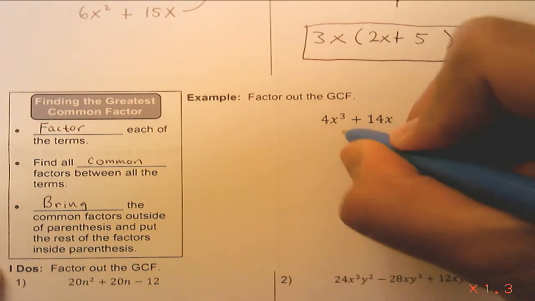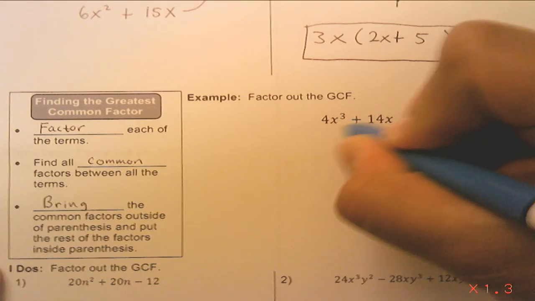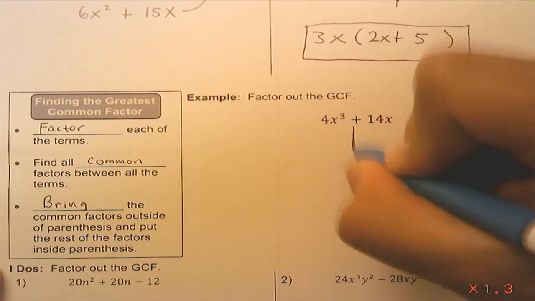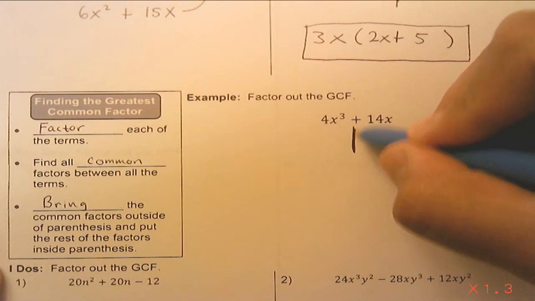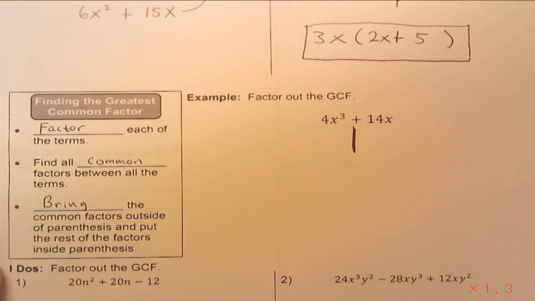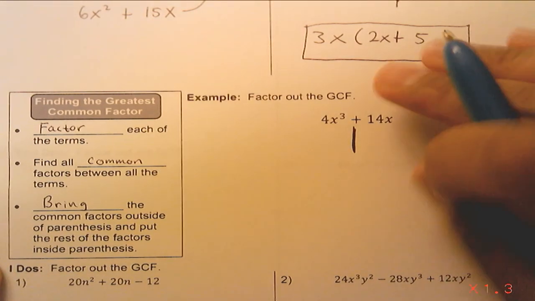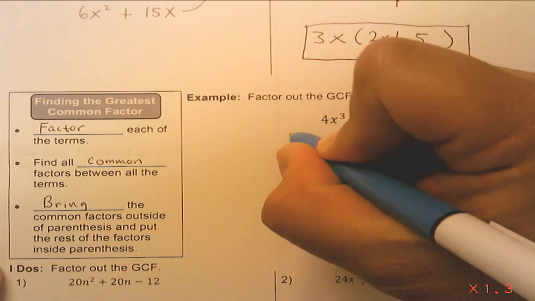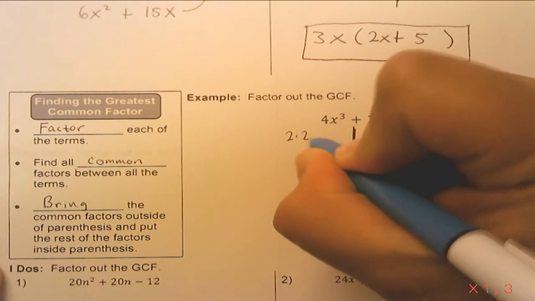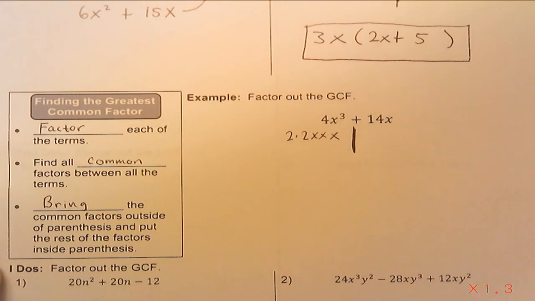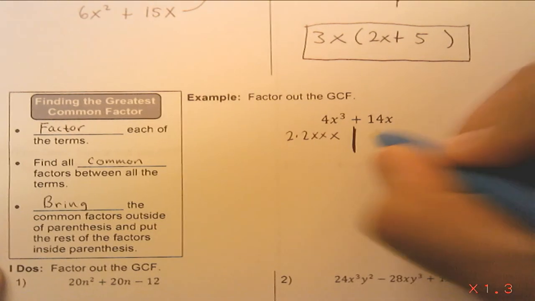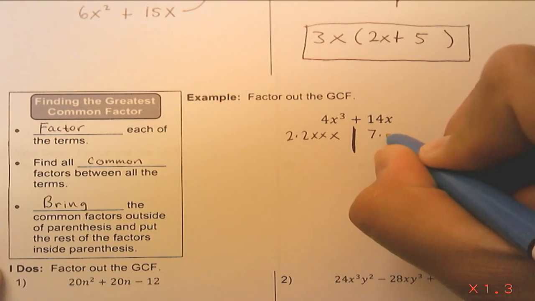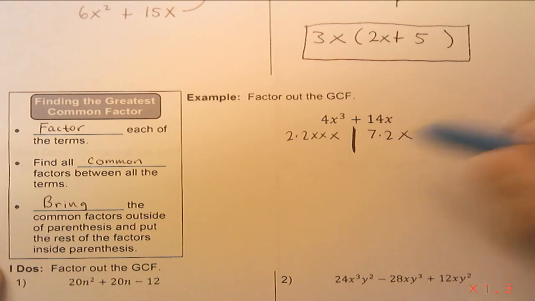All right. So again, anytime I see a plus or a minus, I'm going to break these terms up. I got 2 terms going on here. I'm just going to draw this line. You don't have to draw this line, but it helps separate the 2 factorings. So I just cover up this 14x, and break up that 4x to the third. 4 is just a 2 times a 2, x, x, x. 14x is a 7 times a 2, then an x. I can't break those up anymore. Those are prime, so that's it.